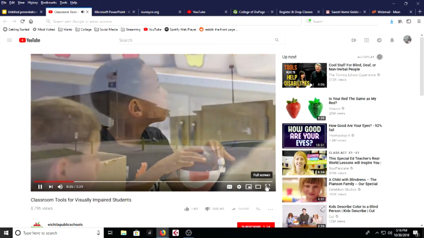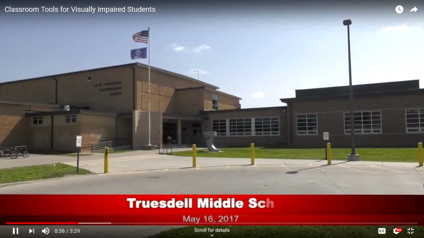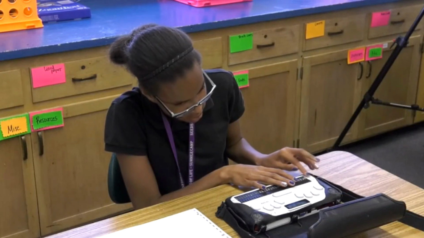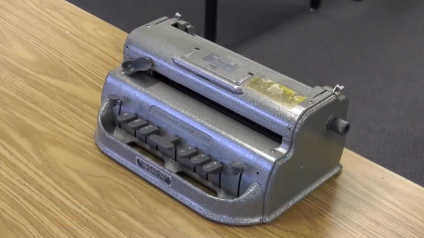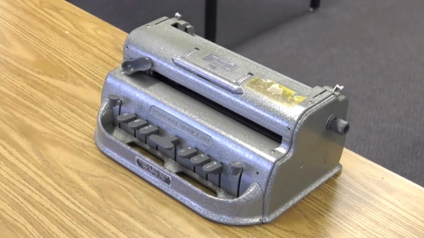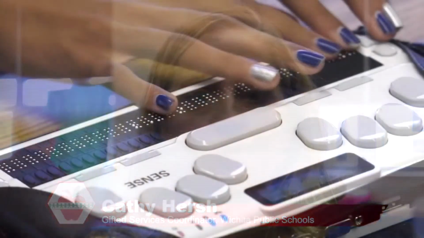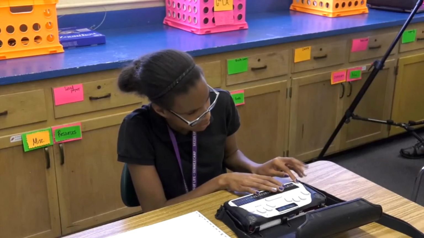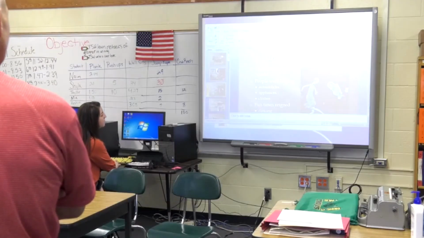We are also here at Truesdale Middle School, and we are showcasing our Braille Sense writers. This is new technology that's allowed our students to be more independent in the classroom. It's a really nice device because it's easy to carry around, and it's way better than a Braille writer. Previously, either our teachers or our Braille writers would have had to transpose all the communication for our students that are Braille readers, and this allows them to be independent and not only read but also write Braille and produce documents that would have consumed notebooks and notebooks of pages.